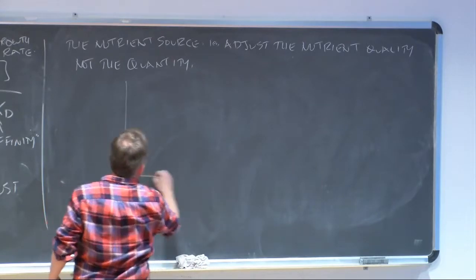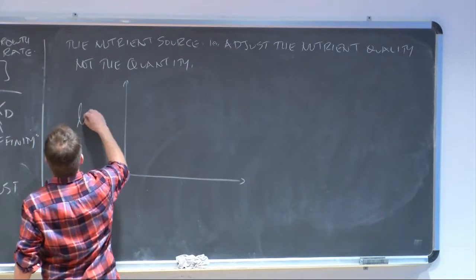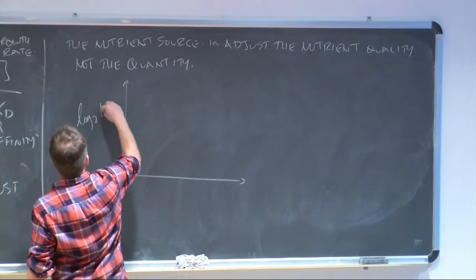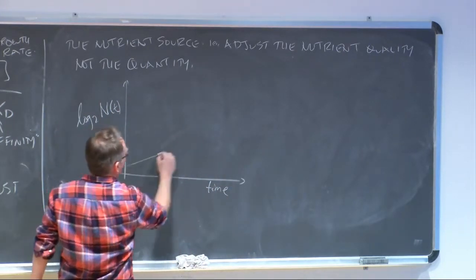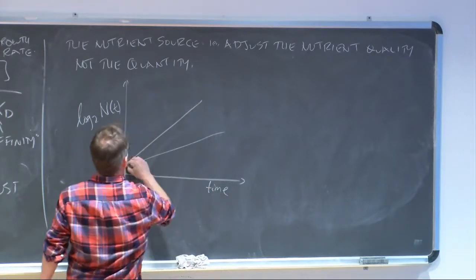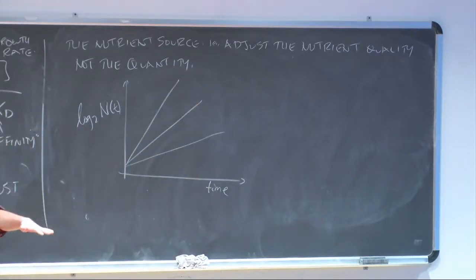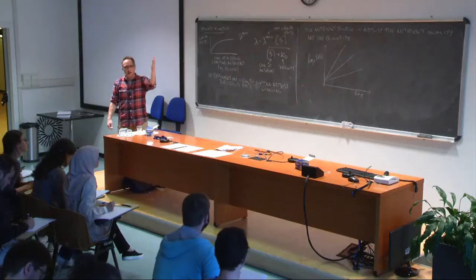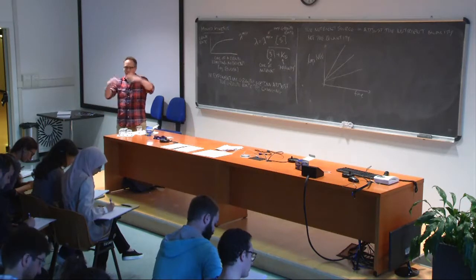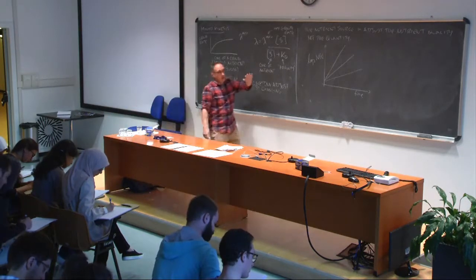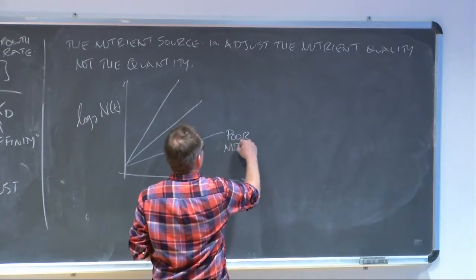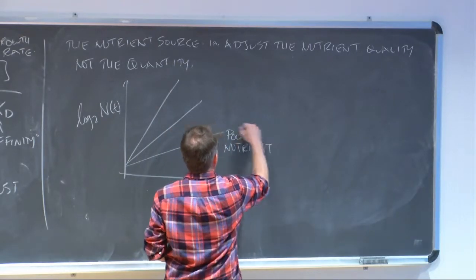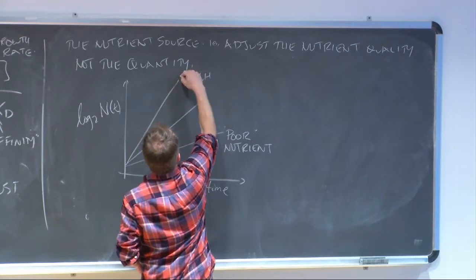And what you end up with is log base 2. Let's say this is the number density. This is time. You can toggle this slope through, as I said, the kinetic range or dynamic range is very large. So this would be poor nutrient conditions, and this would be rich conditions.